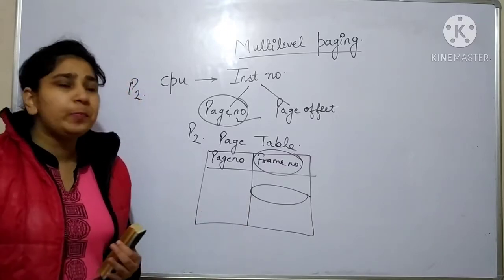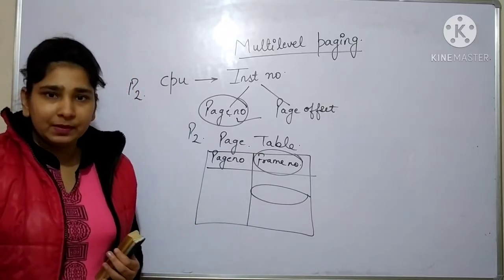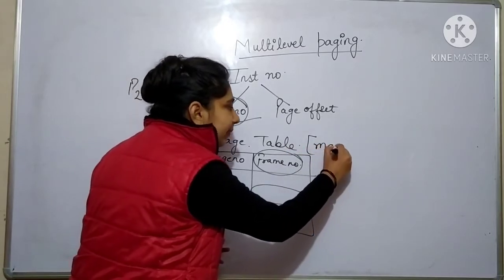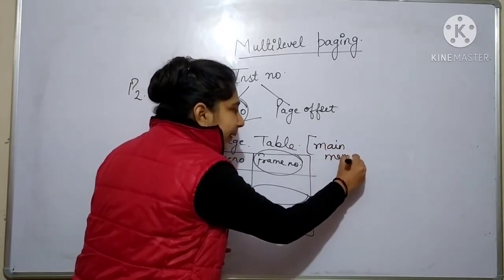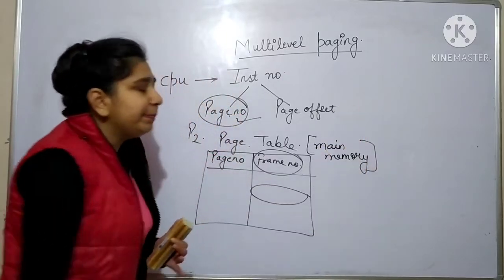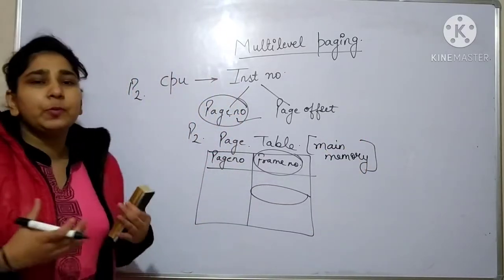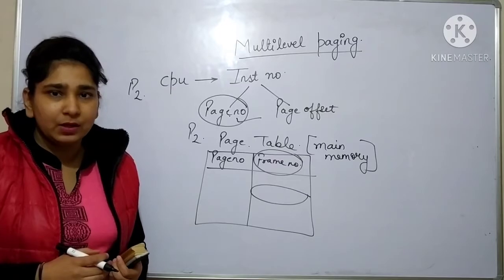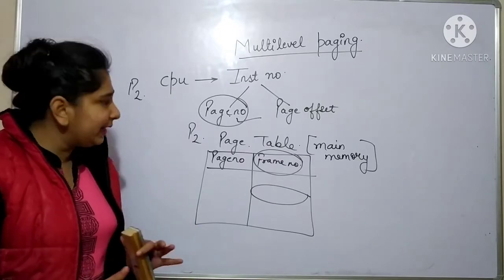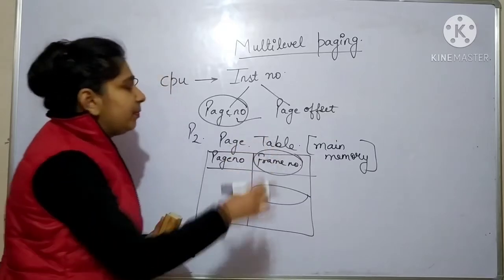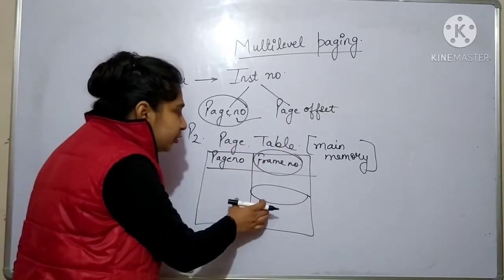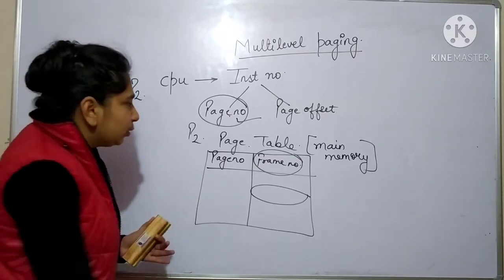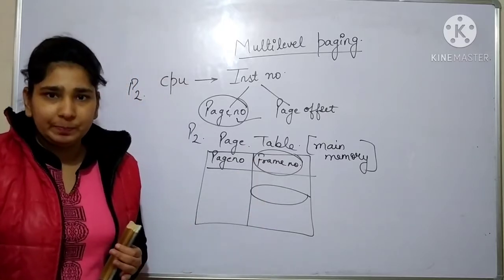We take help of the page table. Your page table is also stored in the main memory. Your complete process is divided into many pages, so your process is stored in the main memory and the page table for your process is also stored in the main memory. Let me first tell you the benefit of using a page table.